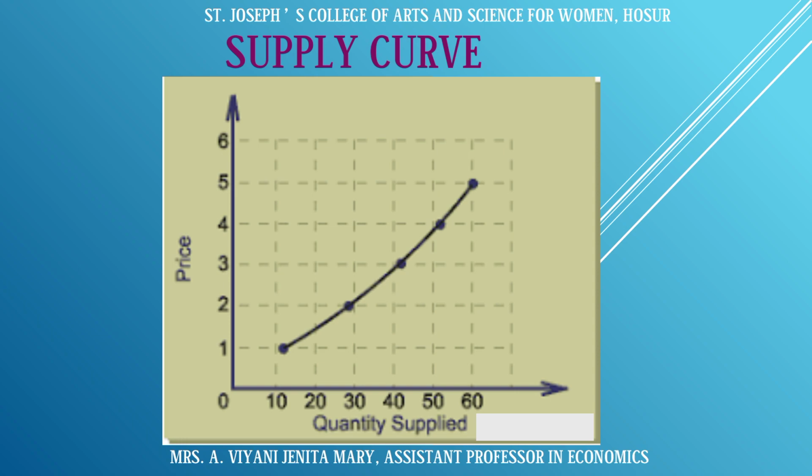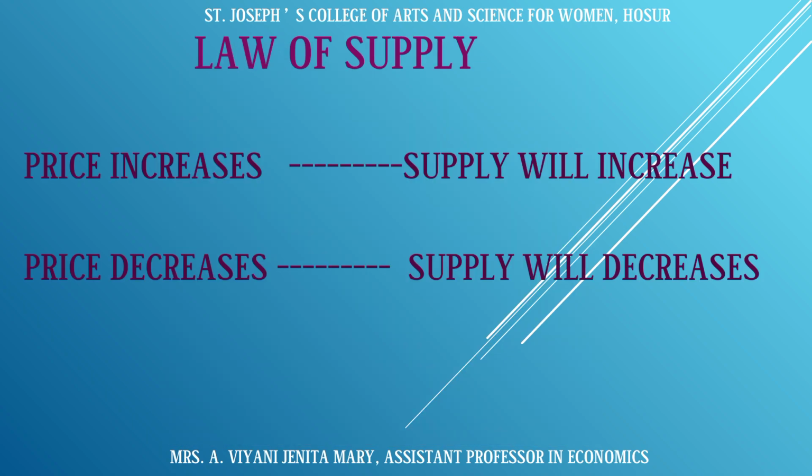The quantity supplied is measured on the x-axis and the price is measured on the y-axis. When the price is 1 rupee, the producer is able to give 10 units for supply. Like that it goes on. When the price is 5 rupees, the producer is able to give 60 units. So this shows that when the price increases, quantity supplied will also increase. When the price decreases, quantity supplied will also decrease. So there is a positive or direct relationship between the price and the quantity supplied.